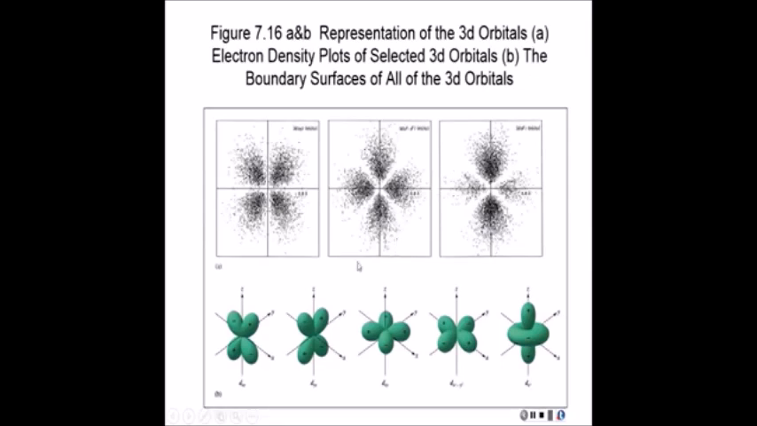And here we see the d orbitals. 4 of them are kind of cloverleaf shaped, and the last one is an undetermined shape. But again, you see how we have these plots, they call these scatter plots.